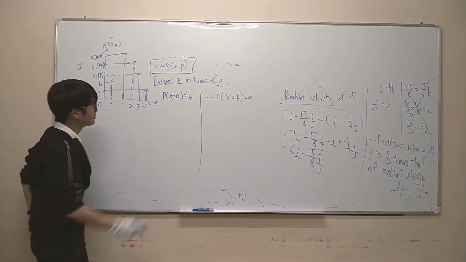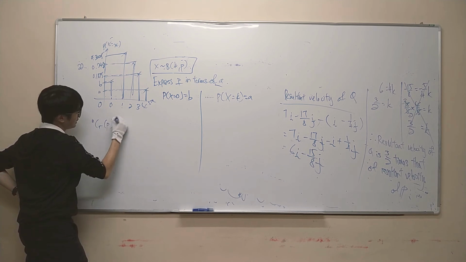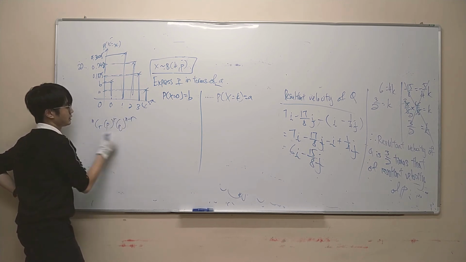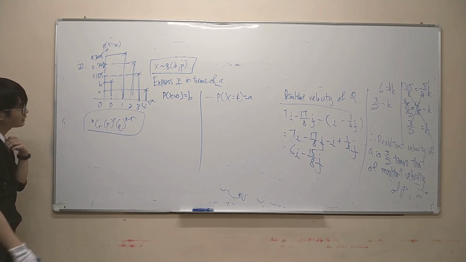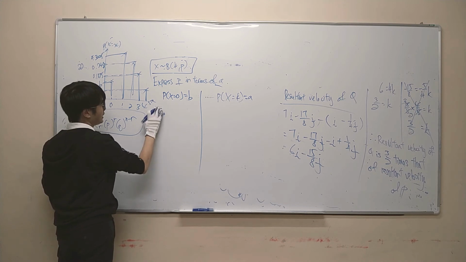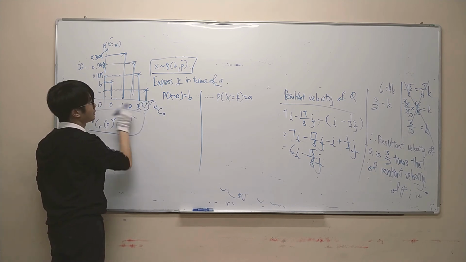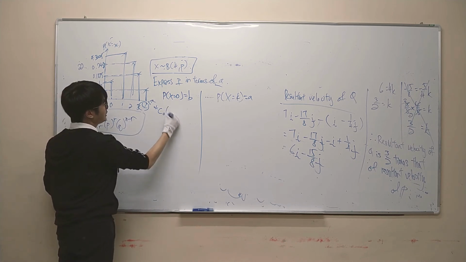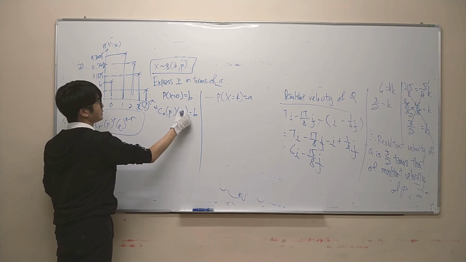So what's the formula? nCr p^r q^(n minus r). This is the formula you need to know in the binomial distribution, right? So nC0, the n is 4. How I know n is 4? It means we only try 4 times. And then probably a success, probably a failure. Probably a success is P, this one is Q lah.